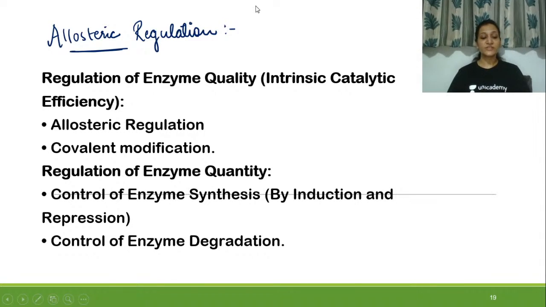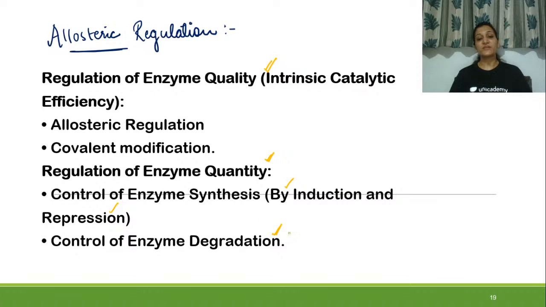So what is allosteric regulation? Regulation of enzyme quality, that is the intrinsic quality of the enzyme, comes under allosteric regulation. Now there is another type of regulation also, that is the quantity of enzyme. How much enzyme will be produced. That is regulated by induction and repression of a particular gene, and then enzyme degradation.